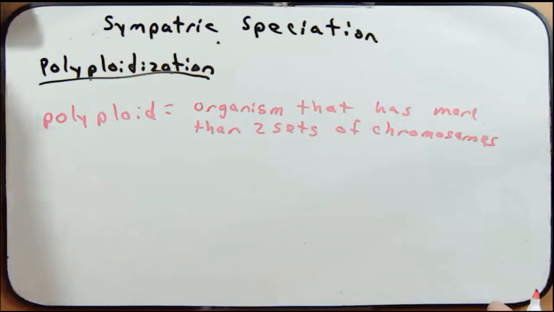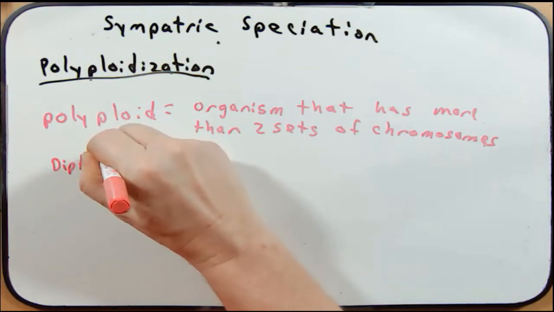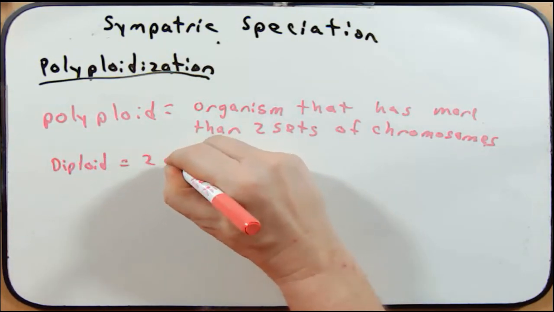Remember back to maybe a high school biology class or some other biology class that you may have taken, that most plants and animals exist as a diploid. And a diploid has two copies of every chromosome.